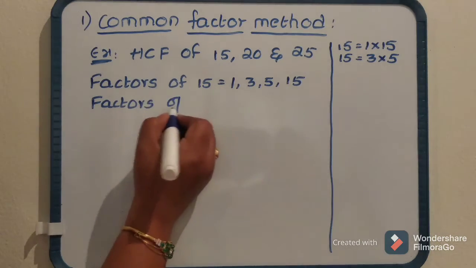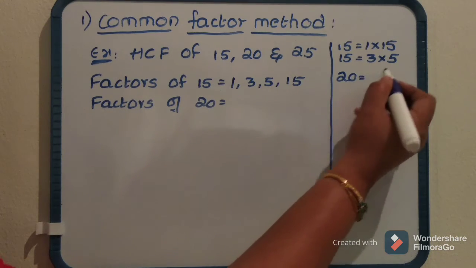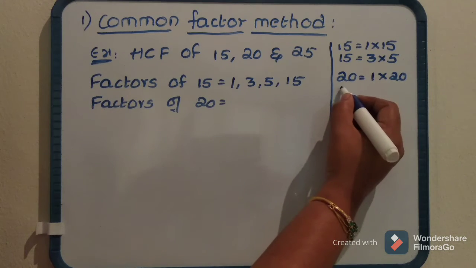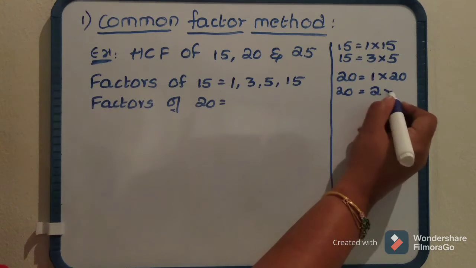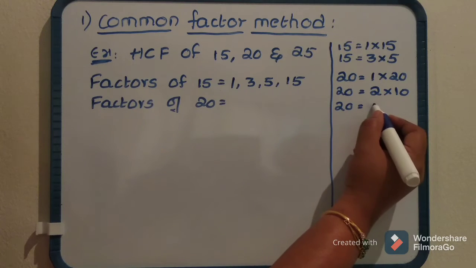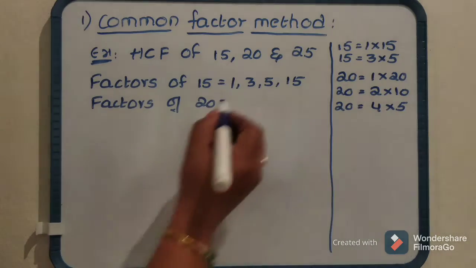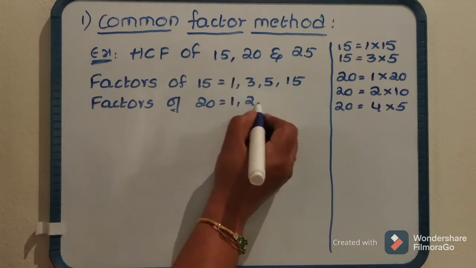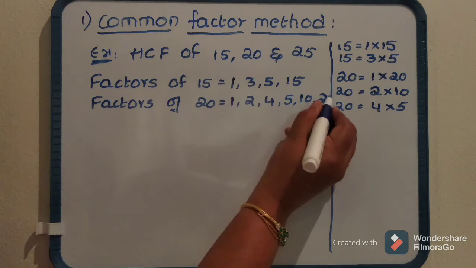Factors of 20. 20 can be written as 1 into 20. Another multiplication fact is 2 multiplied by 10. Other multiplication fact is 4 multiplied by 5. So factors of 20 are 1, 2, 4, 5, 10, 20.